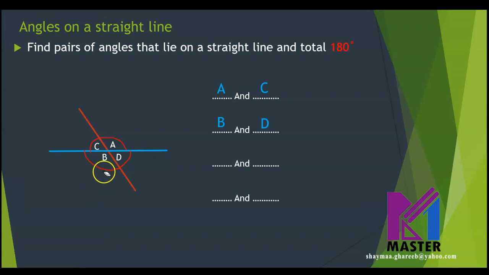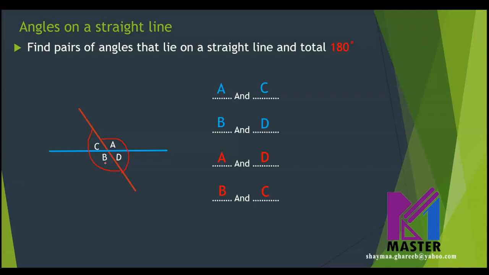I want you now to look at the red line. Let's identify together the angles on the red line. What do you see? Two angles, which are A and D. So A and D are angles on a straight line and they add up to 180 degrees. Now let's look below the red line. We have two other angles, C and B, which means B and C are angles on a straight line and they add up to 180 degrees.